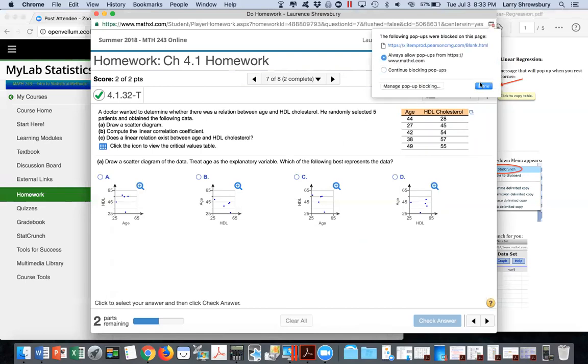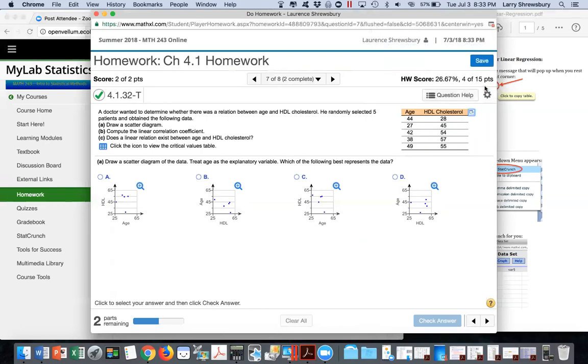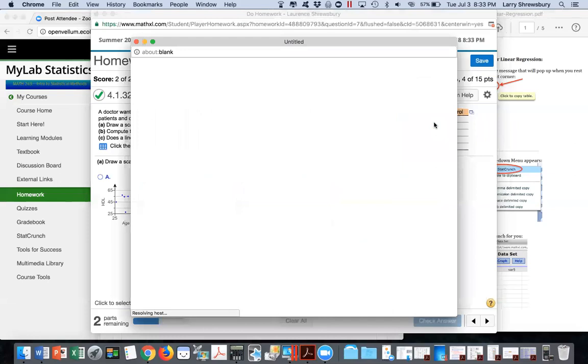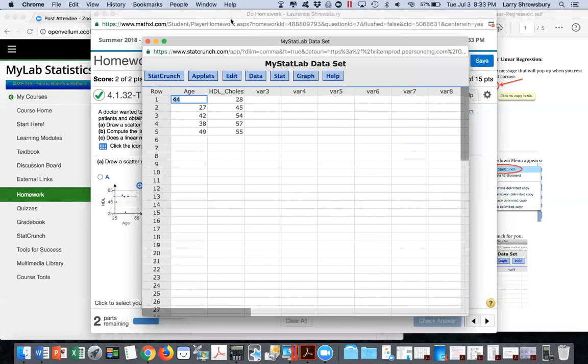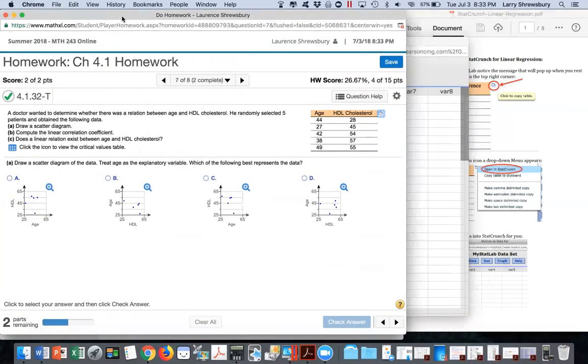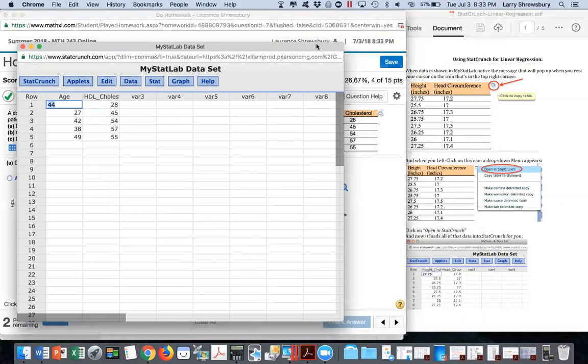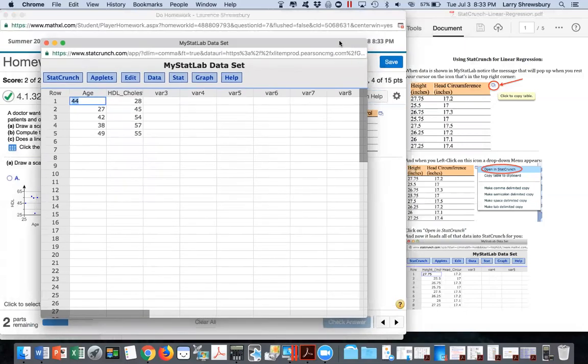Always allow. Okay, so let's try that again. Open in StatCrunch. There we go. Make sure you don't have any pop-up blockers, because that'll mess you up. Now we got that. Let's put this over here, and this over here, so that way I can see my instructions.